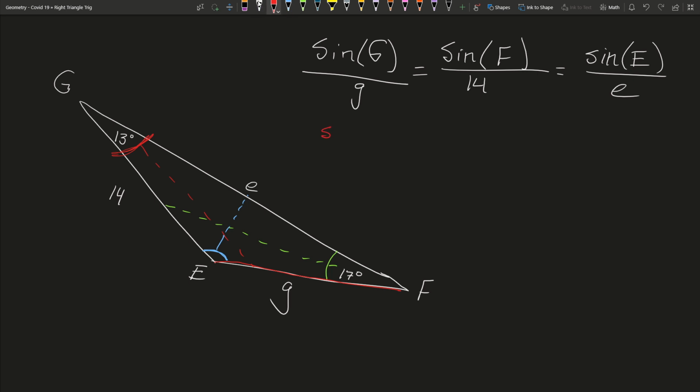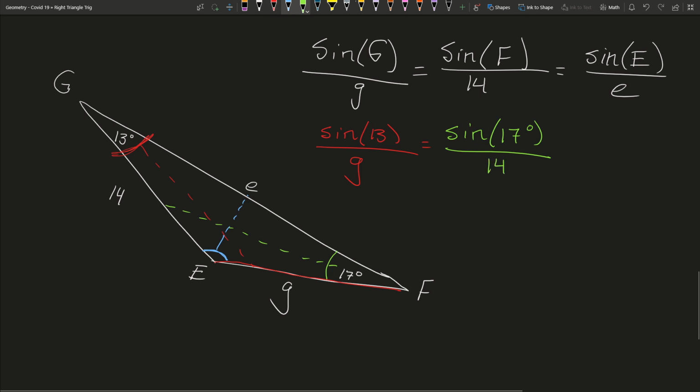Then we just substitute in what we know. So sine of g is really sine of 13. G is unknown. Angle f is 17. Its opposite side length is 14. And then we don't know anything about e. Yes, this is the problem you sent me.